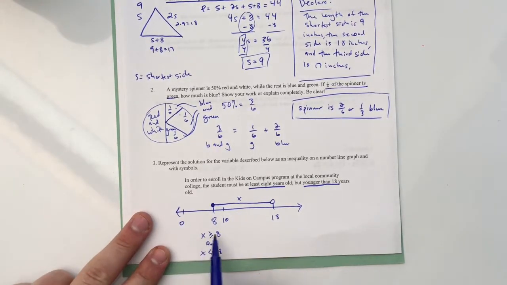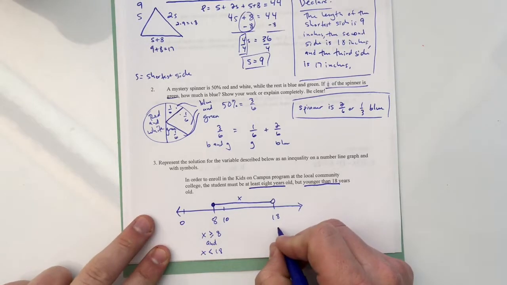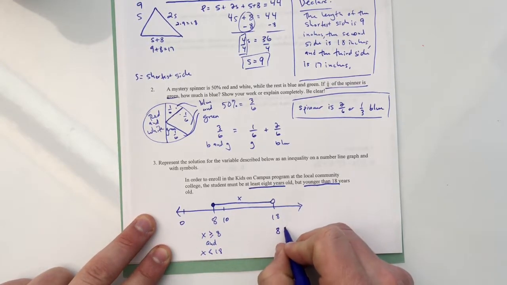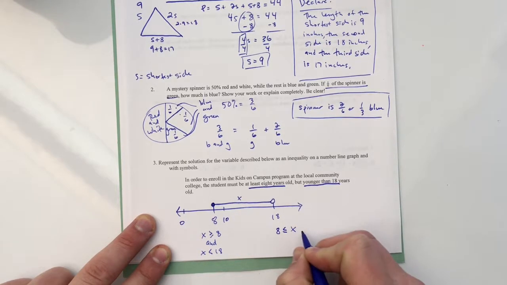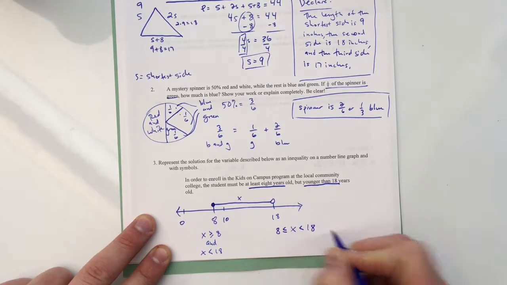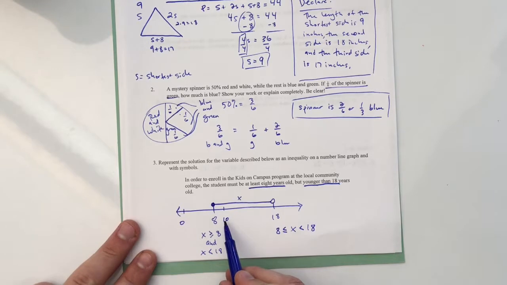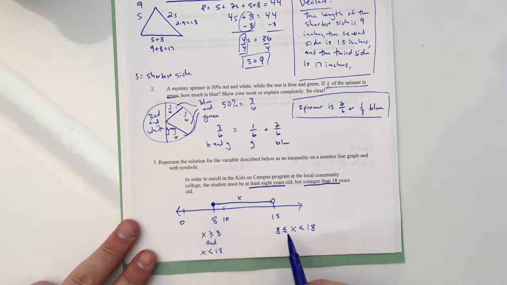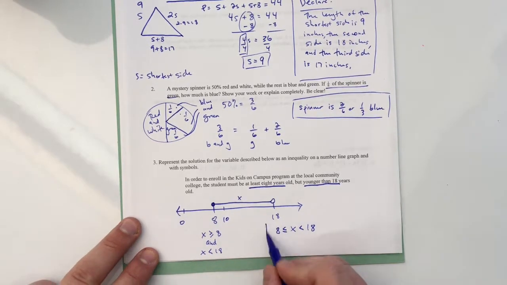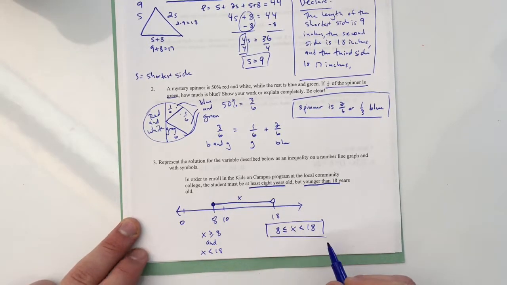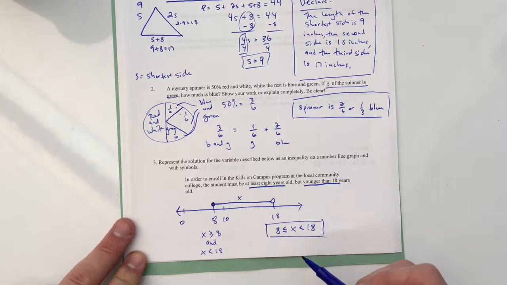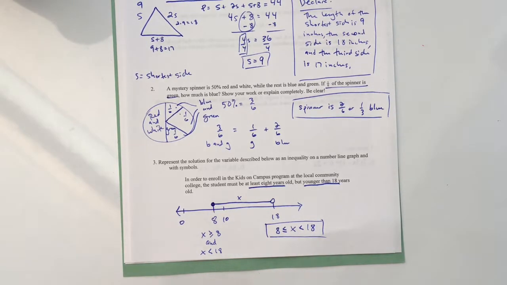Remember, we can read these from left to right or right to left. So if I want to start with the lowest value, 8 is less than or equal to X, which is less than 18. And I can practice by putting 10 in. Does 10 work? Is 8 less than 10? Yes. Is 10 less than 18? Good. So this is my inequality with symbols and the number graph, number line.